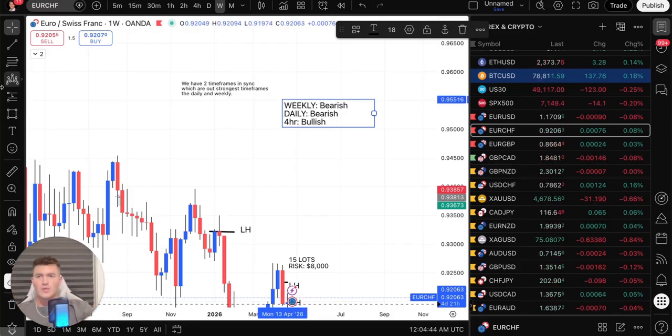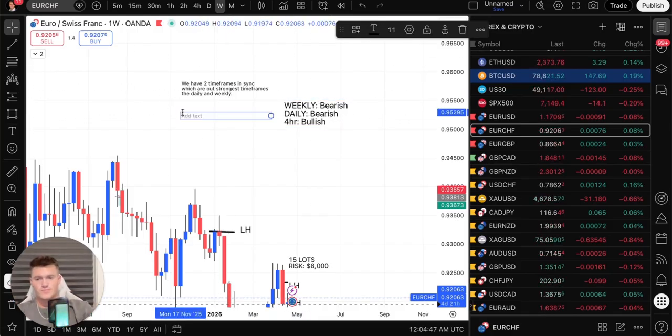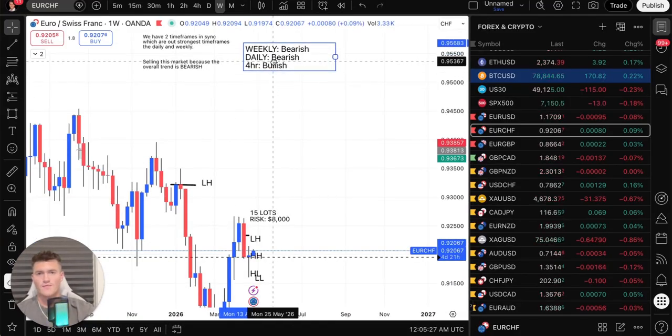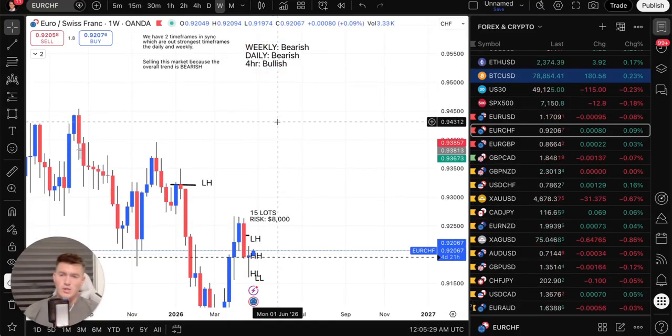So we are interested in selling this market because the overall trend is bearish. So now, since we've got the overall time frame, now we're going to be looking for our area of interest.